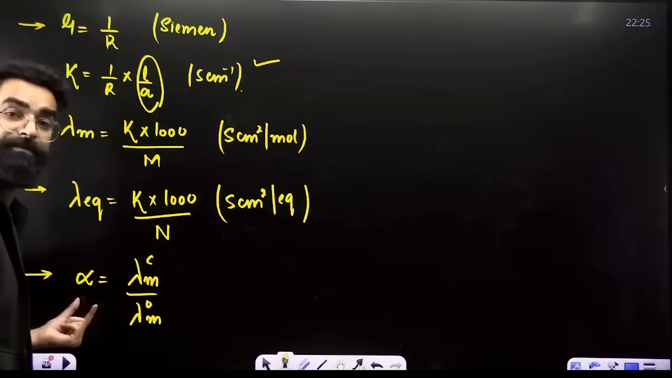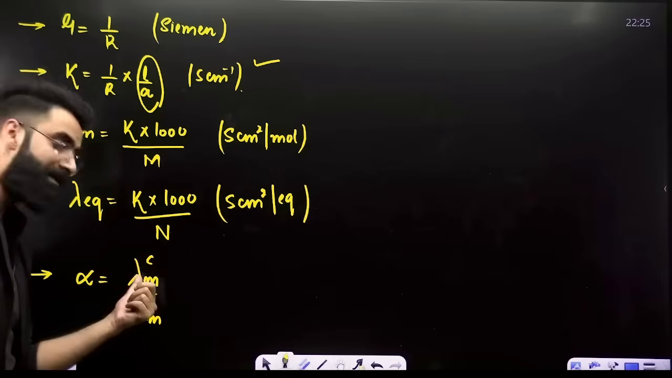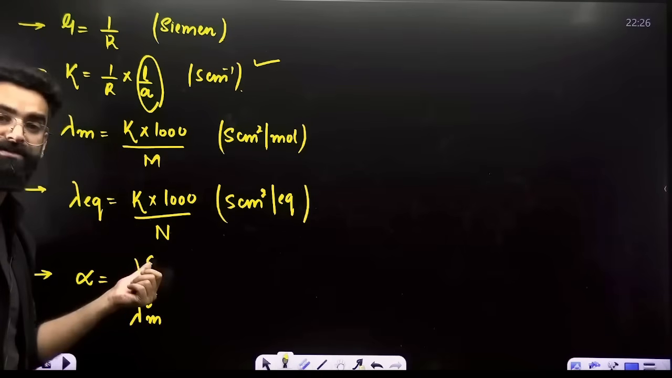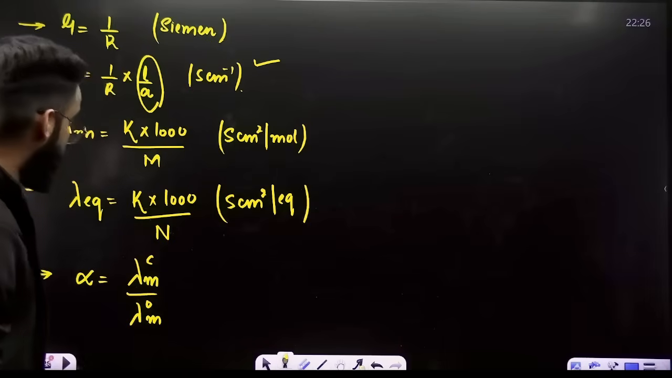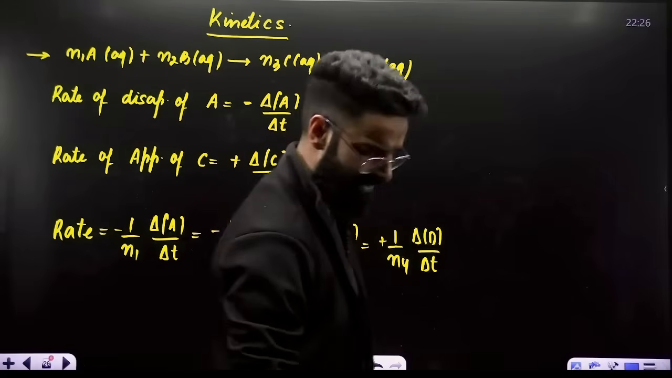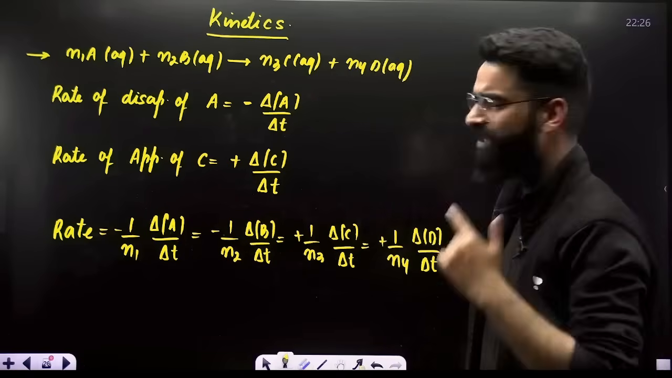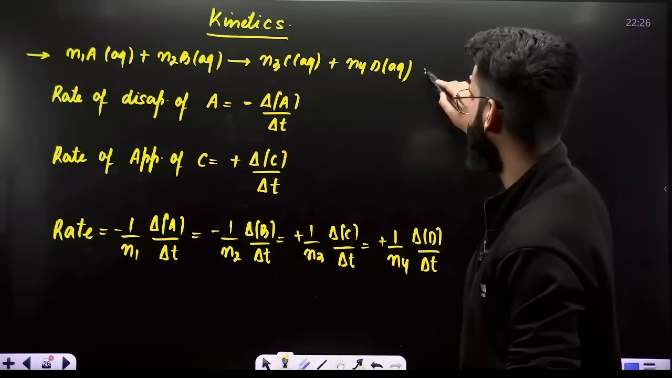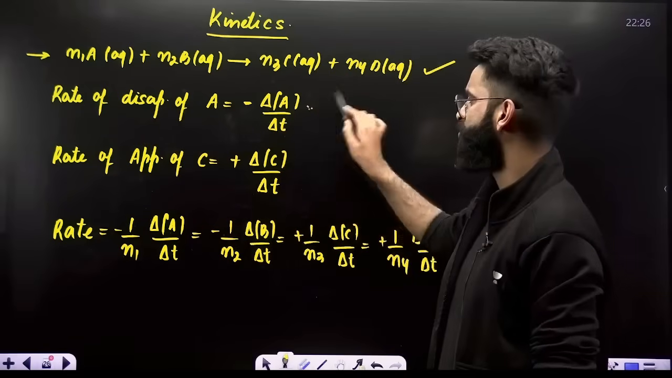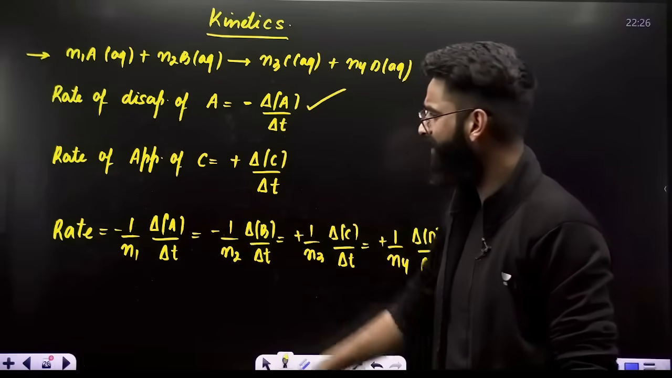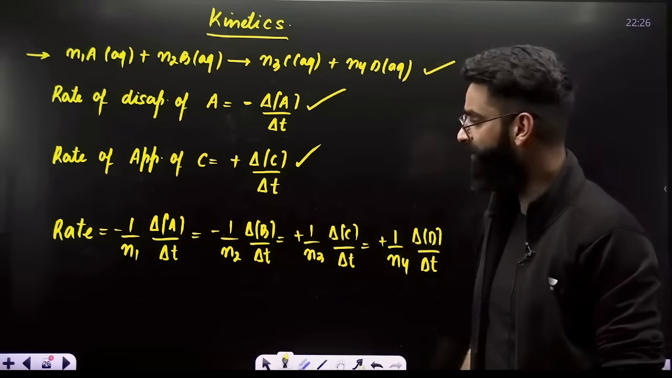Degree of dissociation of the weak electrolyte is equal to molar conductivity of the weak electrolyte at a given concentration divided by molar conductivity of the same weak electrolyte at infinite dilution. So these were few results which are related to your electrochemistry. Now, if you talk about your chemical kinetics, if you have got a balanced chemical equation, how do you calculate rate of disappearance of reactant: minus change in the concentration of reactant by time taken; rate of appearance of product: plus change in the concentration of product divided by time taken.